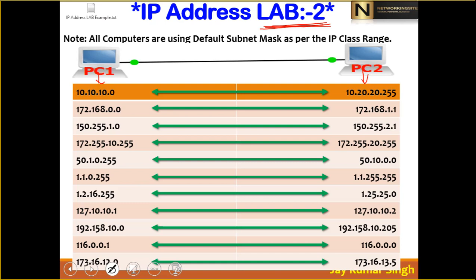PC1 is 10.10.10.0, and 10.20.20.20. They will communicate. Yes, very good. First you see the network. The network is the same. Okay, now you see whether this IP is correct or not. Single zero means it's a correct IP. 255 is correct. First you have to see whether the network is matching or not. If the network is matching, then you check whether this IP is okay or not. So if this is okay, they will communicate.